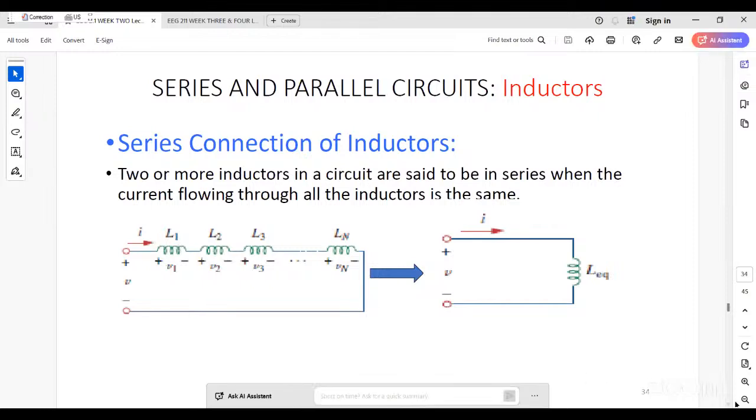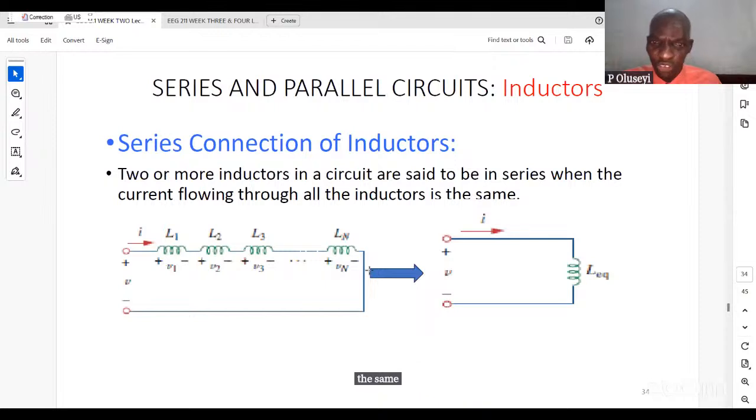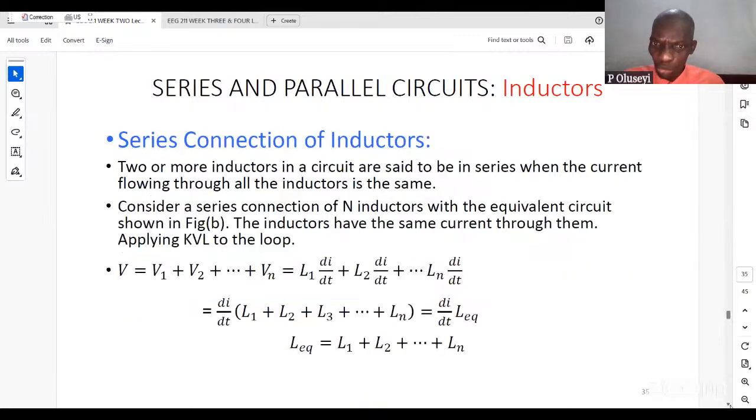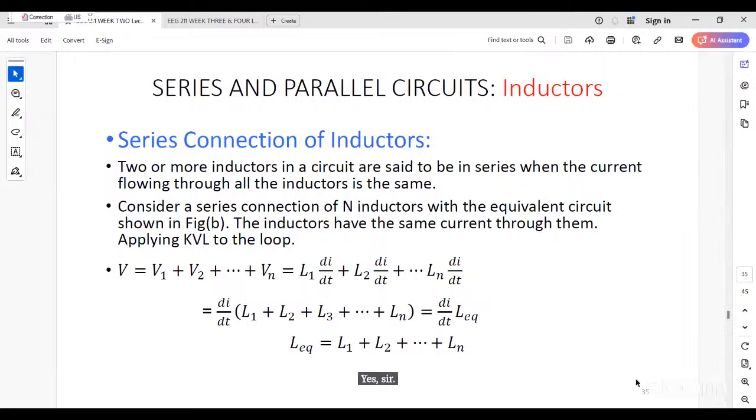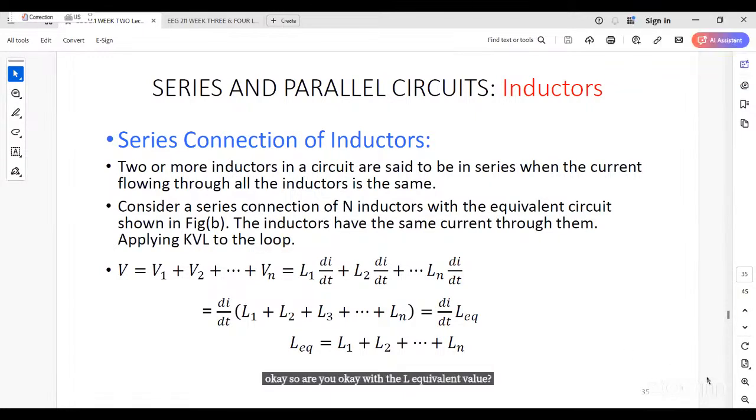That's what gives me the confidence to say L1 di/dt. You were expecting me to say L1 di1/dt. But if you look at the general equation, the same current flows through all of them, so any variation in that current will affect all of them. Are you clear now? Yes, sir. Thank you very much. And you are okay with the L equivalent expression? Yes, sir. Okay. So let's move on.